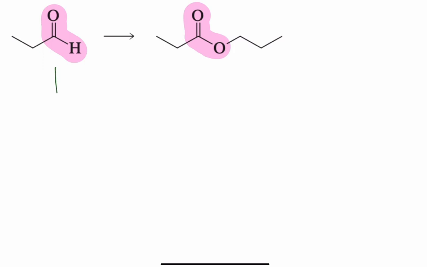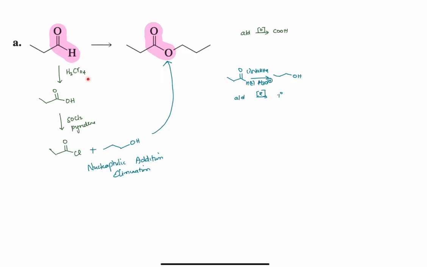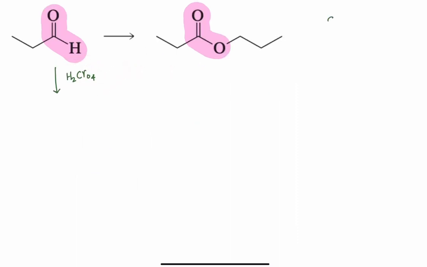Okay, so first we are going to convert this into a carboxylic acid. For that we are going to take chromic acid. Please note that the chromic acid formula should be H2CrO4. This O should be capital. We know that when aldehydes are oxidized, this is going to give us a carboxylic acid, right?